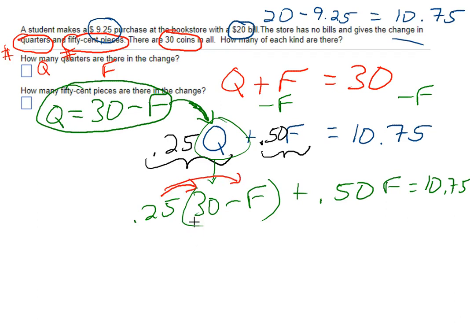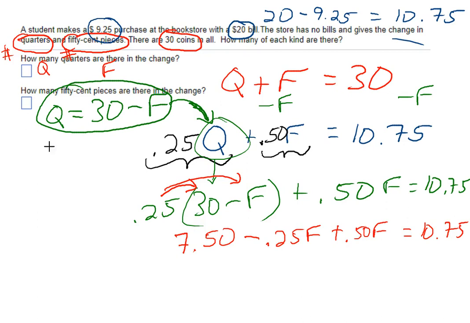So let me think about this. This would be 750, I think. So if you had 30 quarters, right? How much money would you have if you had 30 quarters? I think you'd have $7.50. No, that might be too little. Let me think about that. So four quarters make a dollar. Yeah, I think that's right. Yeah, it's going to be $7.50. Okay, minus 0.25 F, right? Because you're going to multiply that as well, plus the 0.50 F equals the $10.75.